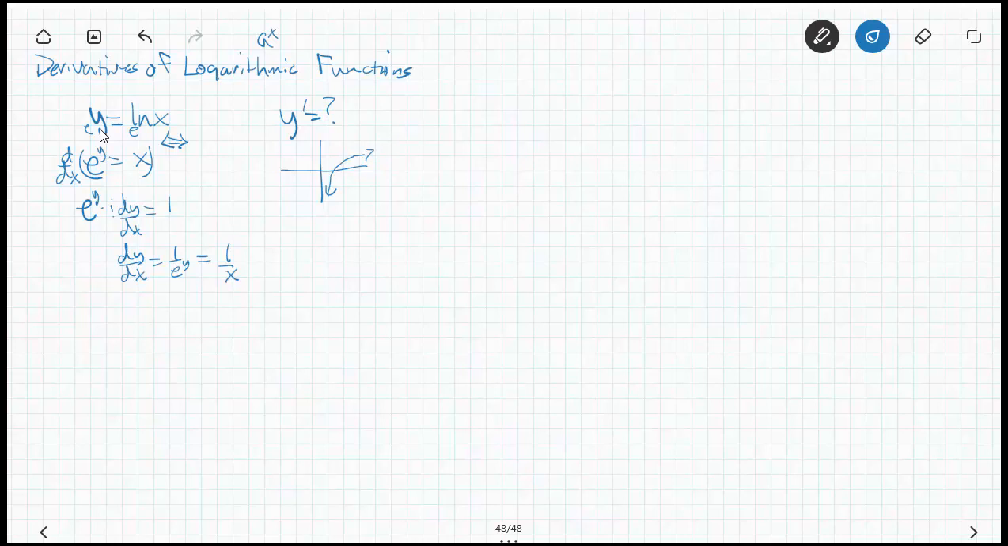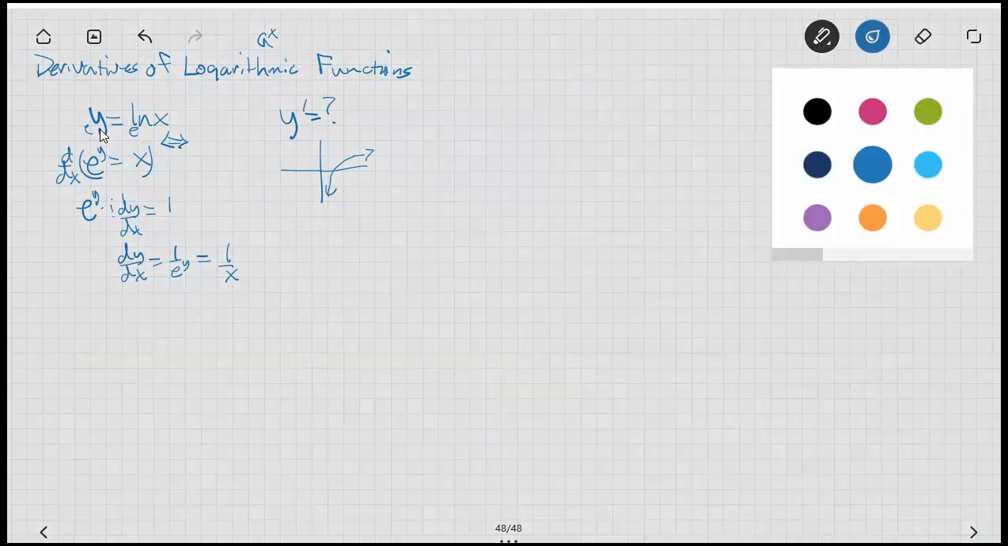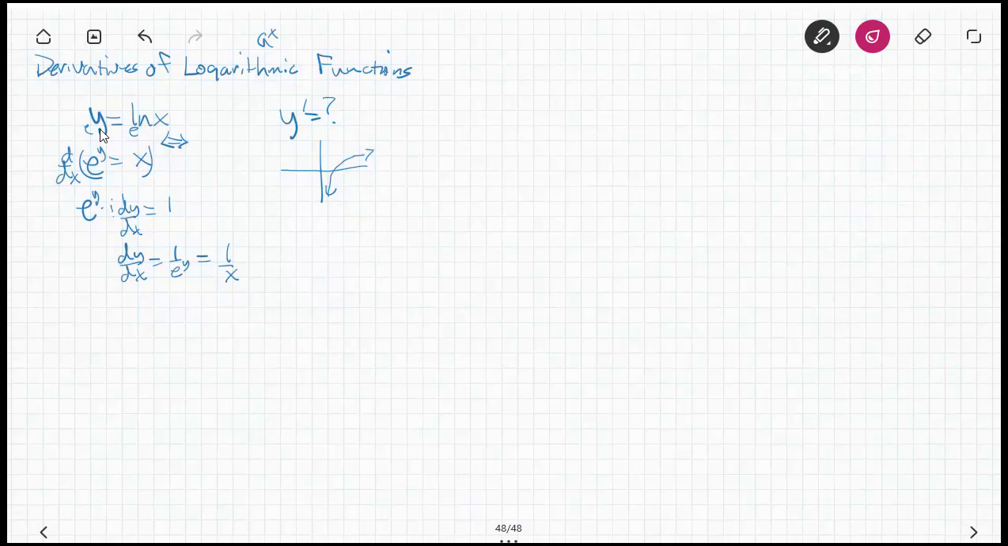Now, we have to be careful. Let's make sure we understand something. I'm going to put this in red so we can see it. 1 over x looks like that. However, the natural log of x only exists for numbers greater than 0, right? That's its domain. The domain is the open interval from 0 to infinity. But 1 over x spits out values over here, so we have to be really careful. We know that 1 over x exists for all real numbers except x equals 0. So you might get confused in terms of what you're doing with this.